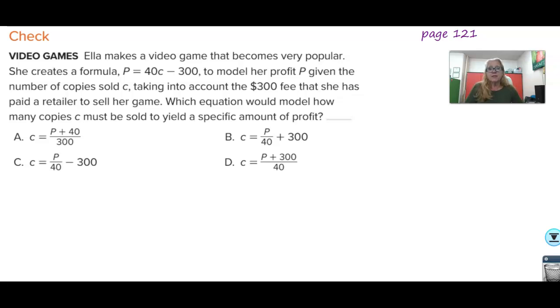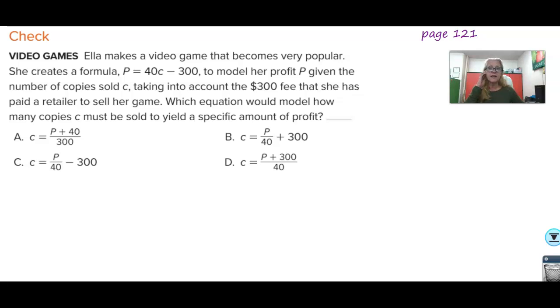Video games. Ella makes a video game that becomes very popular. She creates a formula, P equals 40C minus 300, to model her profit P, given the number of copies sold, C, taking into account the $300 fee she has paid a retailer to sell her game. Which equation would model how many copies C must be sold to yield a specific amount of profit?